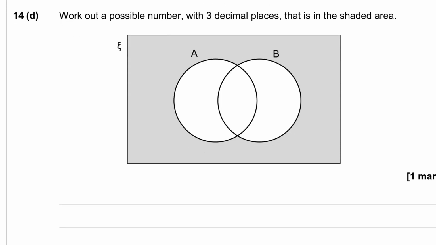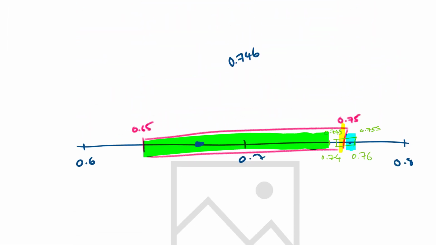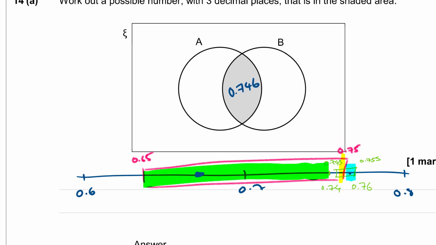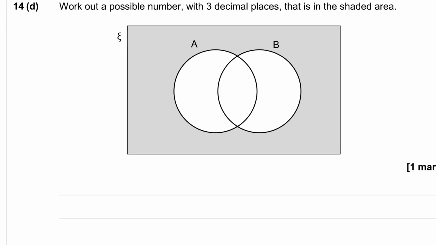And then finally, work out a possible number with 3 decimal places that is in the shaded area. Okay, that is not in set A or in set B. So again, coming back to our diagram, it's going to be any number that is outside our range, so anything down here or anything up here. I'm just going to pick something down at the 0.6 end, but you've got lots and lots of choice here. So let's call this 0.601. That will do. Lots and lots of choices, but that seems okay.